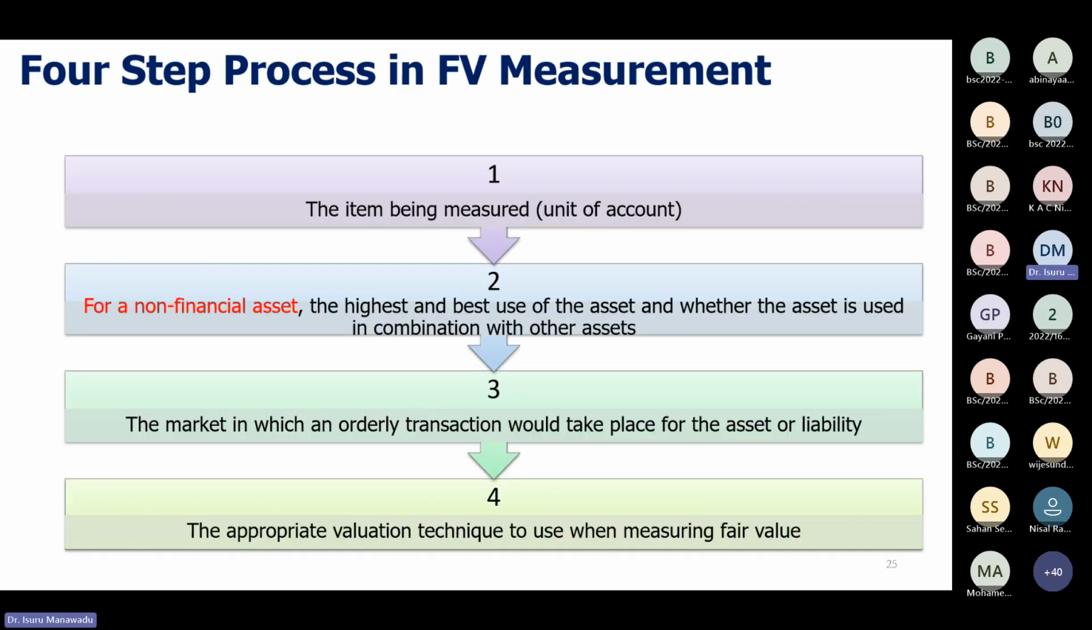These are the steps in fair value measurement. First, we need to identify the item being measured, the unit of account. Then for the non-financial asset, you know what financial assets?